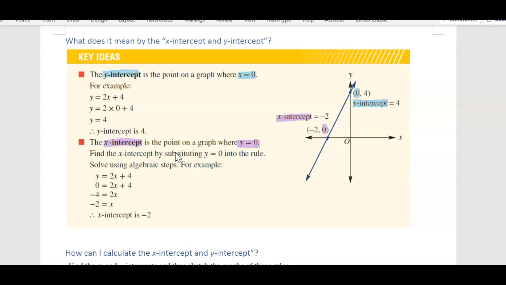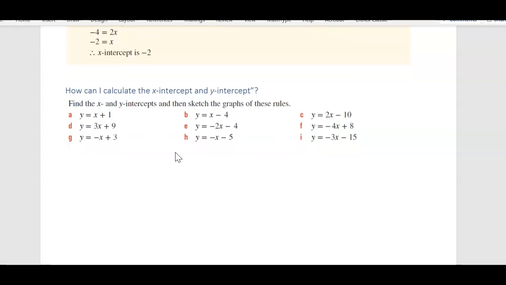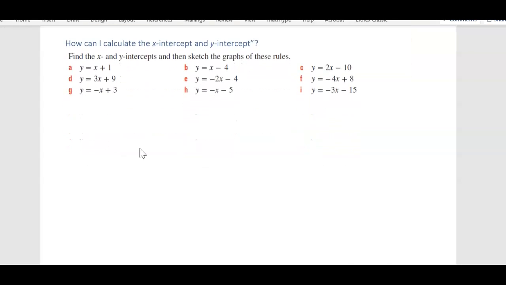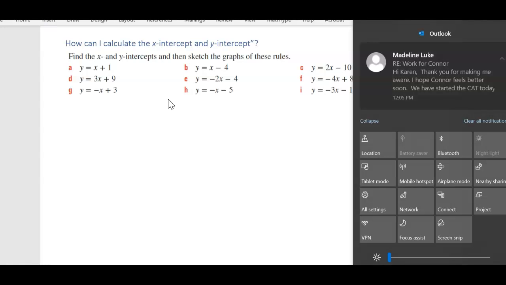The y-intercept is easy to work out because it's usually just your constant in your equation, and it will be in Year 8, but later on you'll get to more complicated ones. So you can see here our constant is 4, so your y-intercept is 4. But for your x-intercept, you do need to substitute in y equals 0. So it is a little bit harder to do. But as long as you're okay solving equations, you'll be able to find the x-intercept. So how can you calculate the x-intercept and the y-intercept?